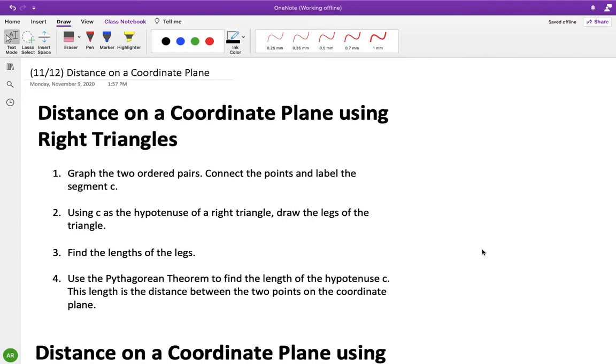Class. Today we're going to take notes on distance on the coordinate plane. This is going to be a little bit different than what we have been doing. I just want you to take the notes portion of it. When you get to the examples portion, you can go ahead and stop the video. We're going to go over those in class.